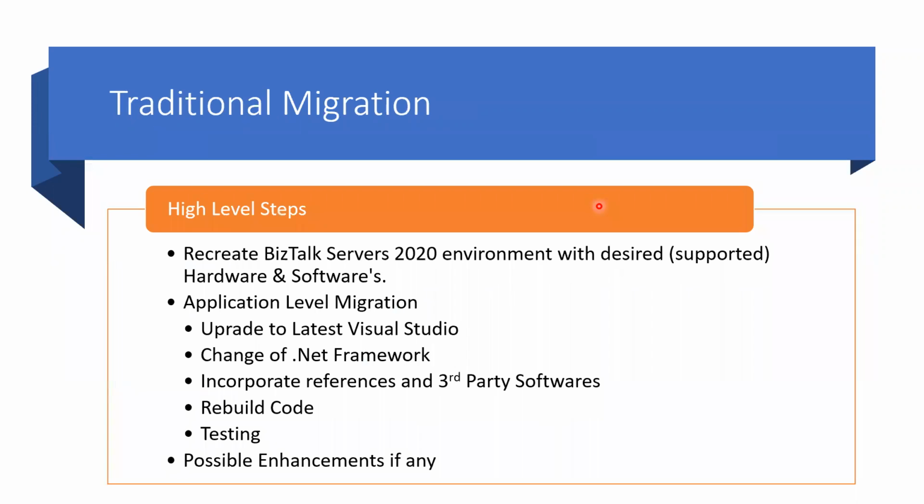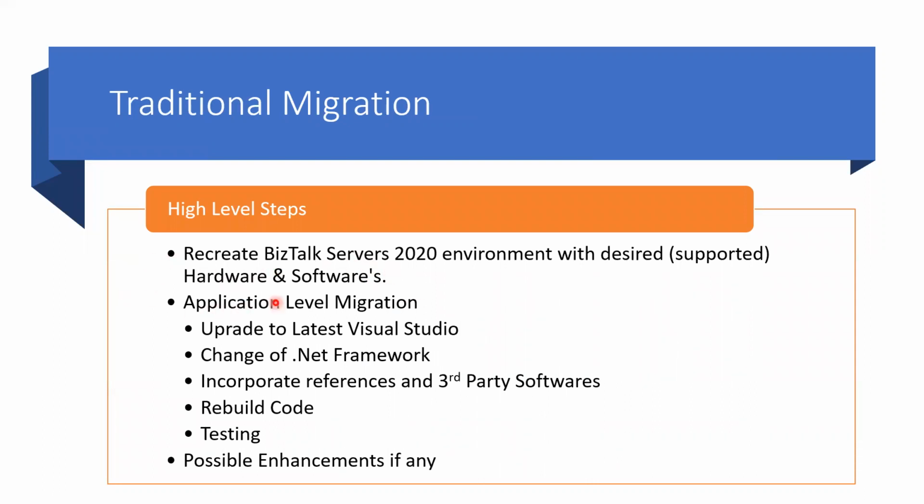So next is the traditional migration, which most of us would have already done for so many projects, and we would have seen how it works, right? So in traditional migration, what we generally do, I have just listed the broad key steps which we follow. First is definitely we create a new BizTalk 2020 environment with our desired hardware and software configurations, right? So that is the first thing we definitely do.